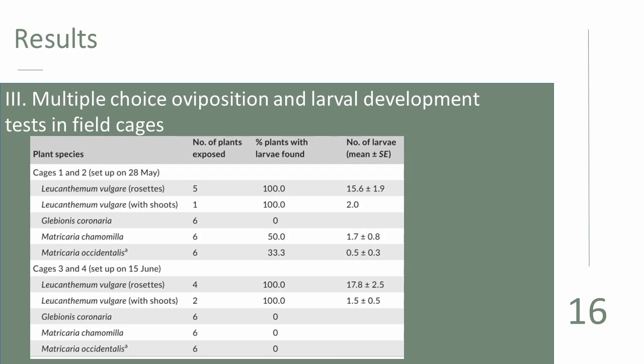The third result, from the multiple choice oviposition and larval development test in a field cage, shows that C. trisulcatus had a tendency to produce eggs on Leucanthemum vulgare, or oxeye, with rosettes instead of on Leucanthemum vulgare without rosettes. And C. trisulcatus, or this weevil, also lays its eggs on native plant species.